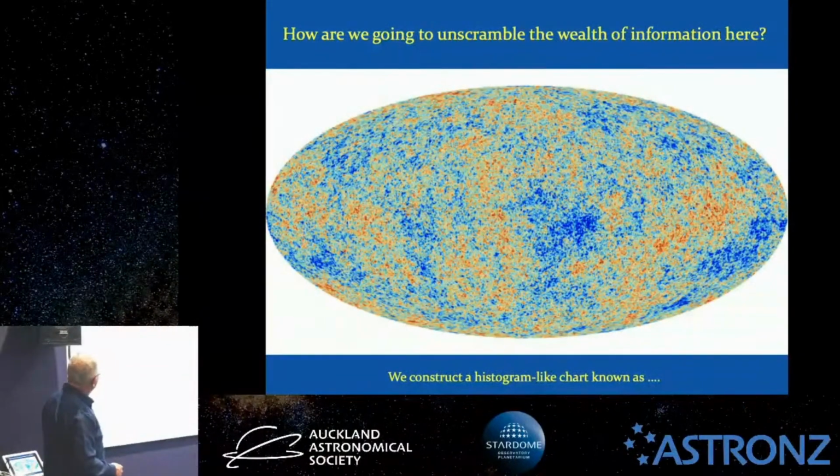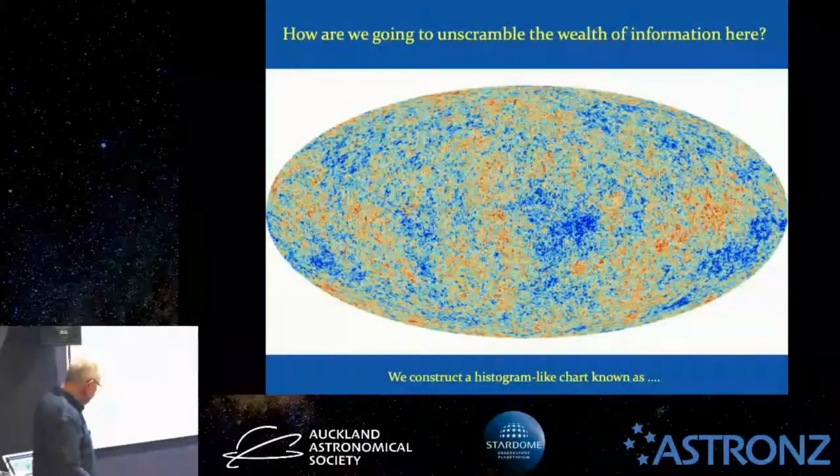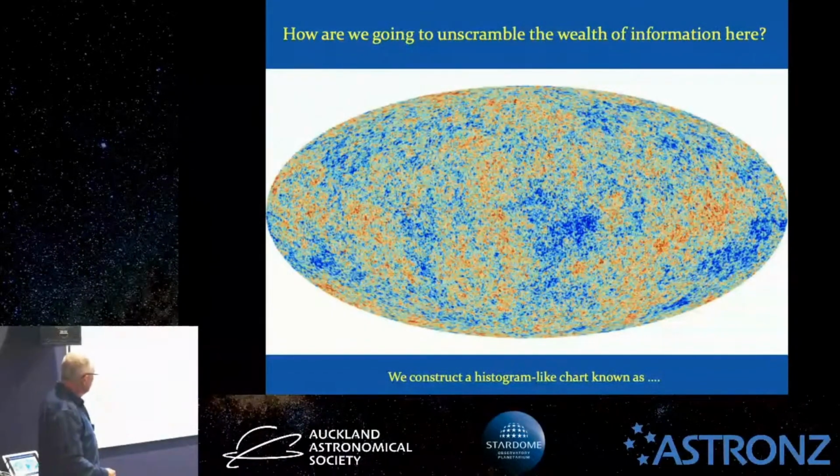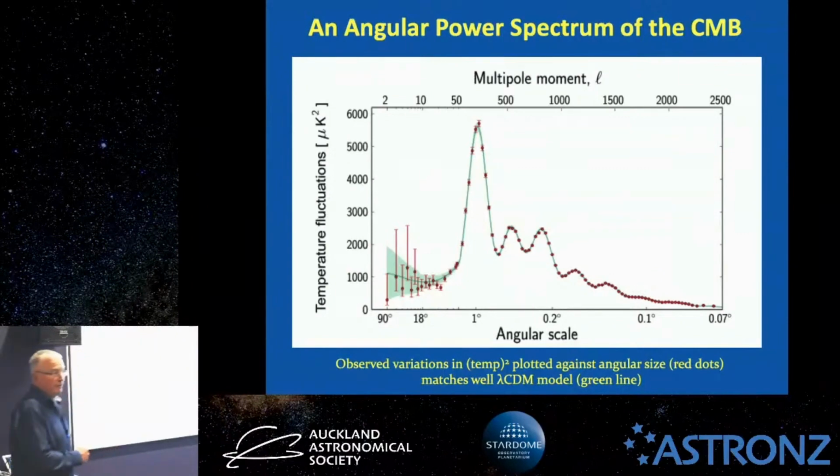So what do you do with that? There is a wealth of information in there, a wealth. So how do you get that information out? Some clever guys came up with the idea of constructing a histogram chart known as the angular power spectrum of the cosmic microwave background. And what they did here, they plotted the temperature of each of those tiny little blotches. And they squared it, and these are in micro-Kelvin, so a millionth of a Kelvin, and then you square it. So they put that on the Y part of the chart.